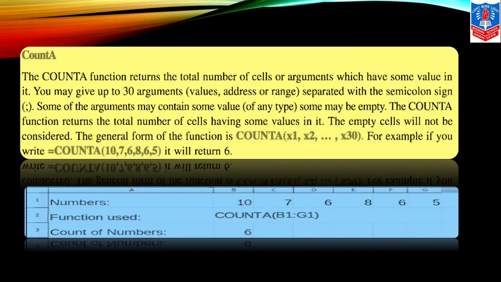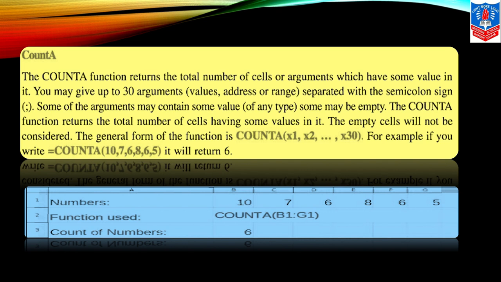Okay. Next is COUNTA. The count function returns the total number of cells or arguments which have some values. You can give up to 30 arguments, separated with the semicolon sign. Some of the arguments may contain values of any type, and some can be empty. So the function returns the total number of cells having some values in them. The empty cells will not be considered.